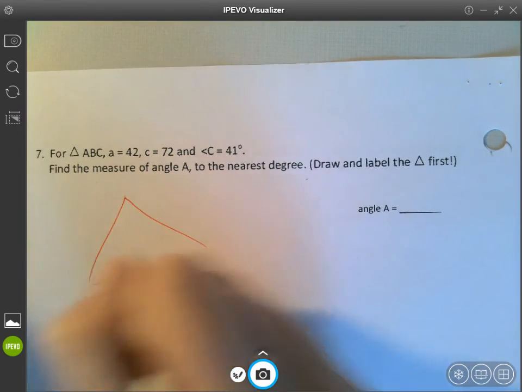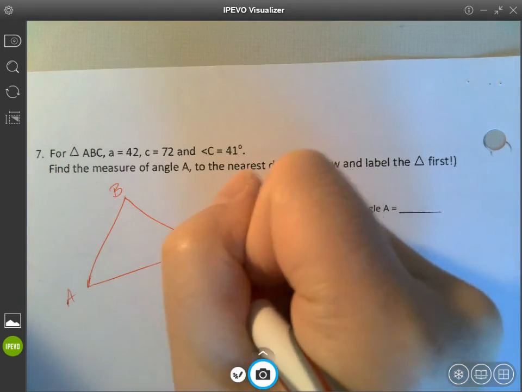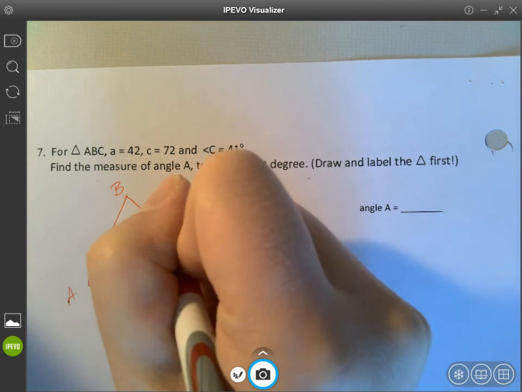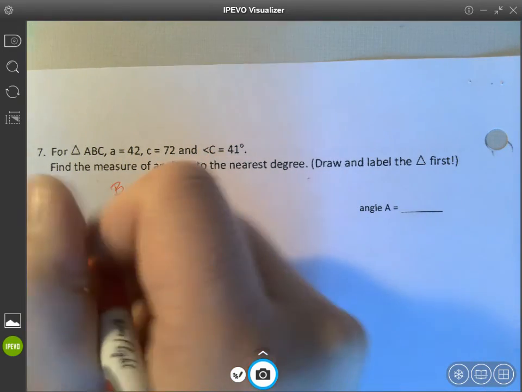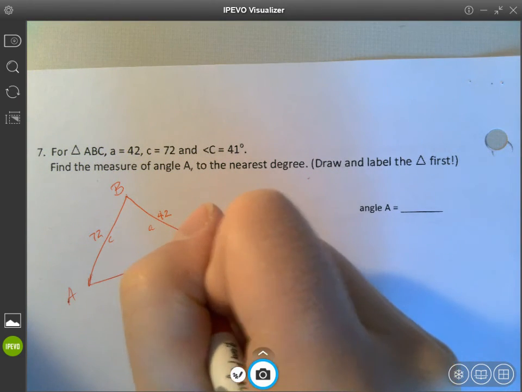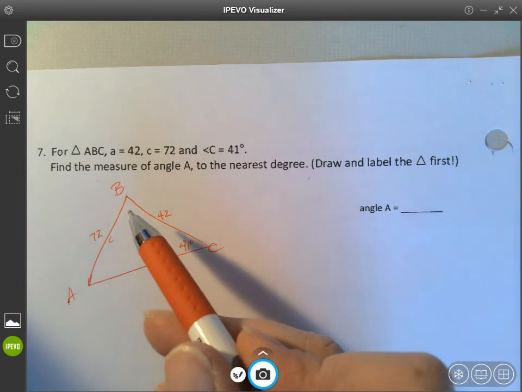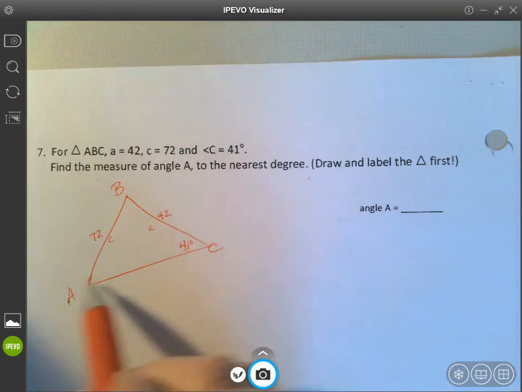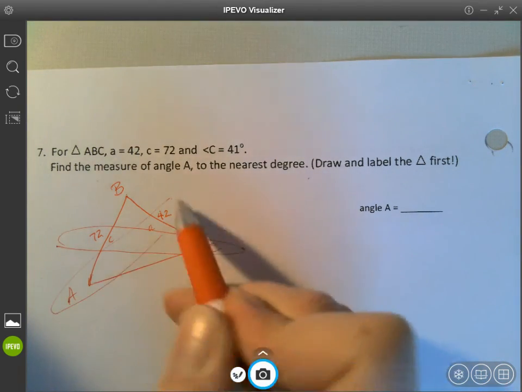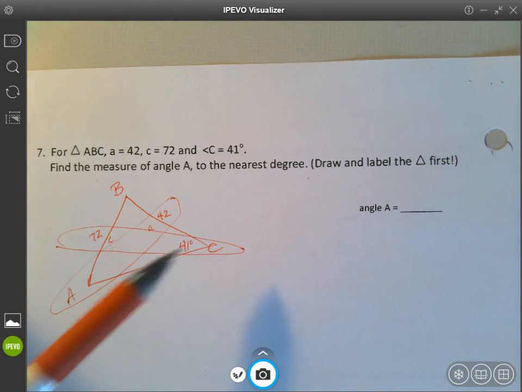So draw your triangle. Again, we're using law of sines because they're not right triangles. If that's angle A, that's little a, which is 42. If that's angle C, that's little c, which is 72. And angle C is 41 degrees. So they want angle A. I don't know anything about angle B. I don't know anything about side B. But I'm going to pair up what I know about angle C and pair up that I'm looking for angle A. So you would set up your proportion and solve that. Again, round to the nearest degree.